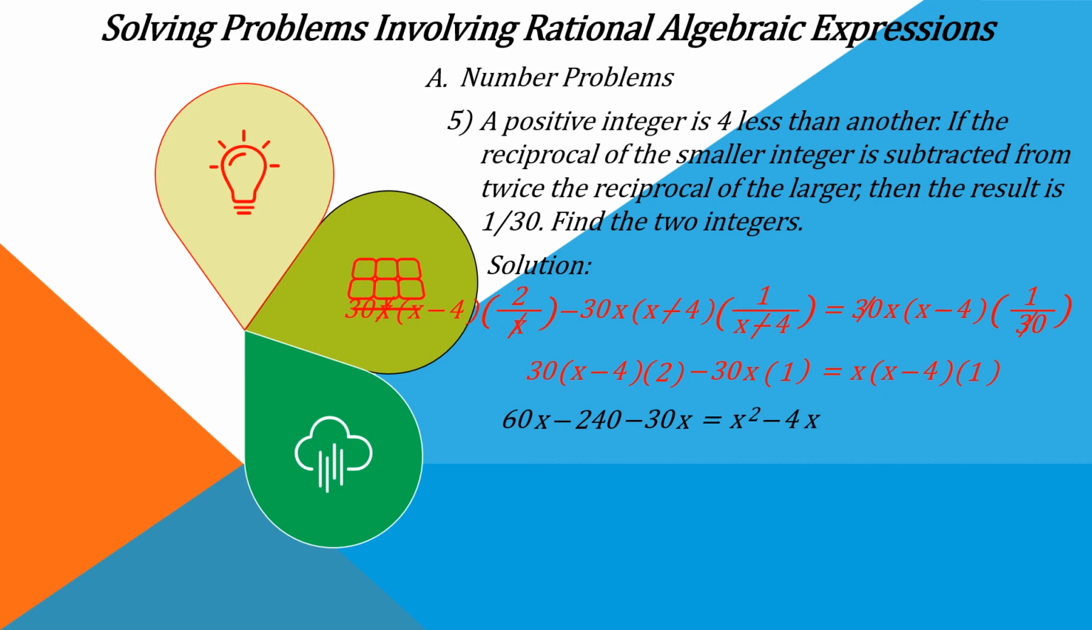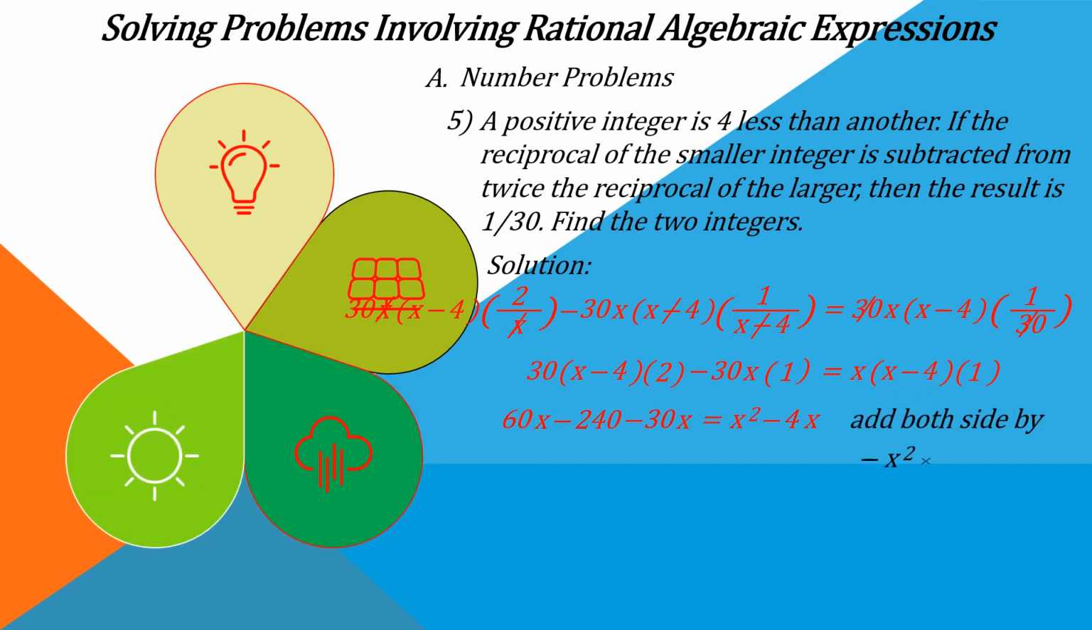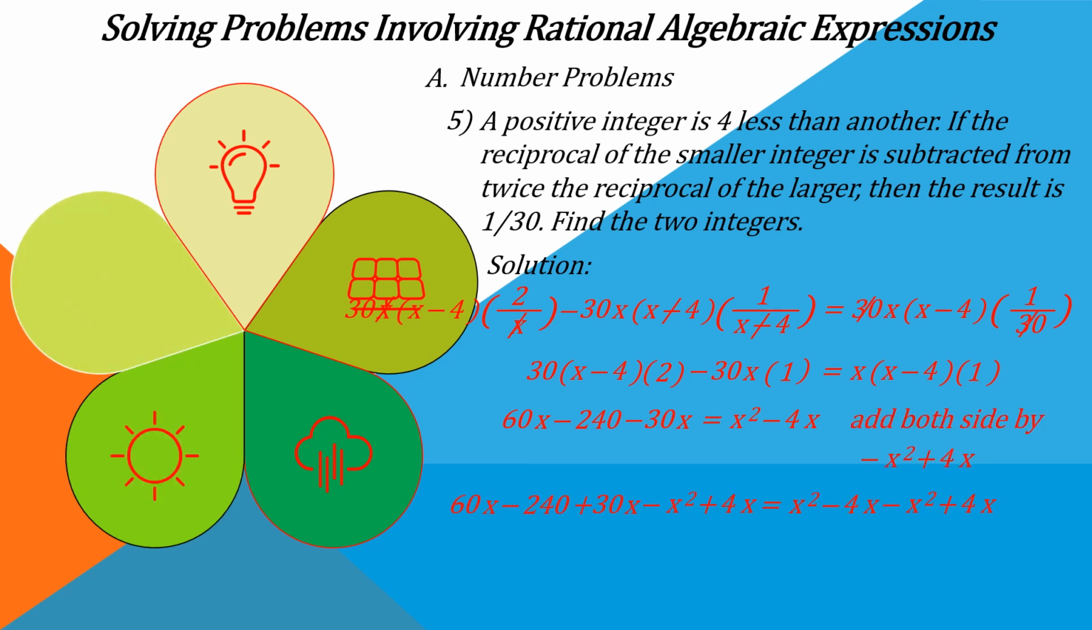Again, add both sides of the equation by negative x squared plus 4x, and we have a new equation: 60x minus 240 minus 30x minus x squared plus 4x is equal to x squared minus 4x minus x squared plus 4x. Simplifying further, we have negative x squared plus 34x minus 240 is equal to 0. Multiply both sides by negative 1, we have x squared minus 34x plus 240 is equal to 0.